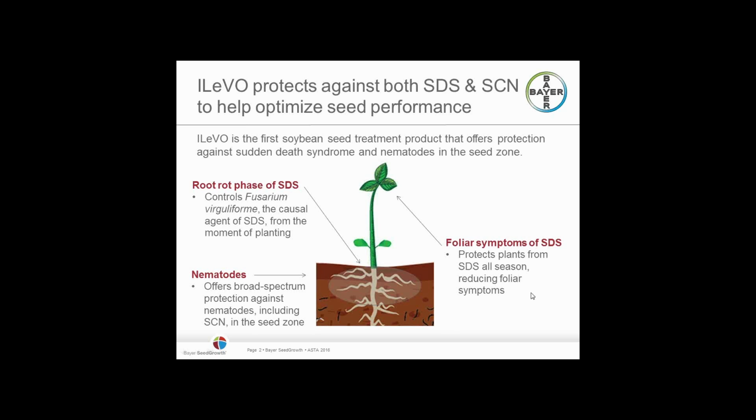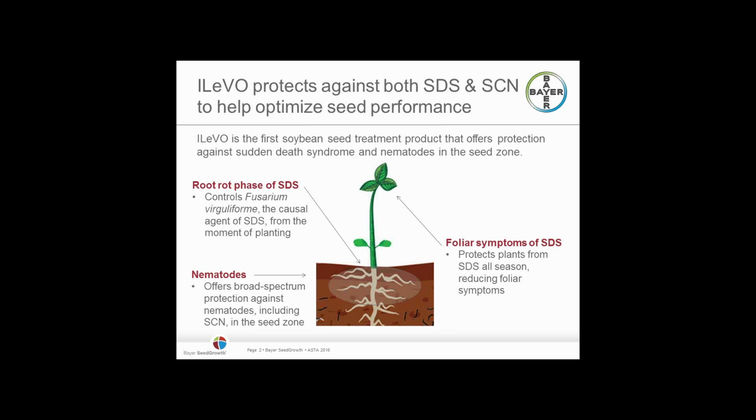So when we look at this graph here, obviously when we're looking at SDS, we're really trying to prevent these foliar symptoms, but by doing that, we're also controlling the root rot phase that goes on with SDS. So this is a root rot that goes on beneath the soil as these plants are infected by Fusarium virulence. In addition to that, in that seed zone where that root is growing, we're also having protection against nematodes as well.